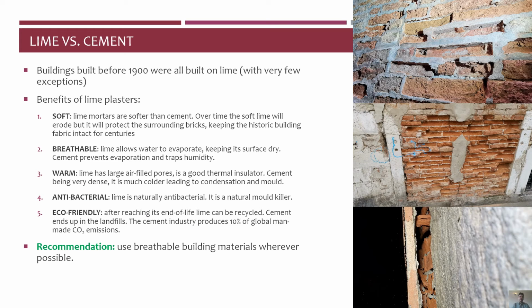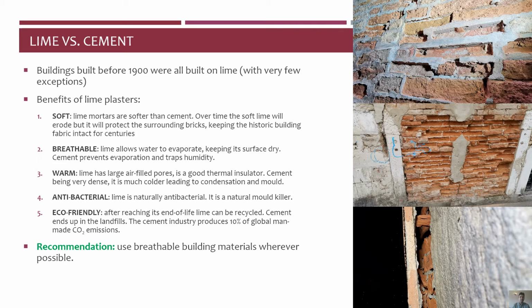A few words about lime and cement. Buildings built before 1900 were built on lime, with very few exceptions. Benefits of lime plasters: they are softer than cement, and they are breathable, as lime allows water to evaporate, keeping the surfaces dry. Warm: lime has large air-filled pores, so it acts as a good thermal insulator.